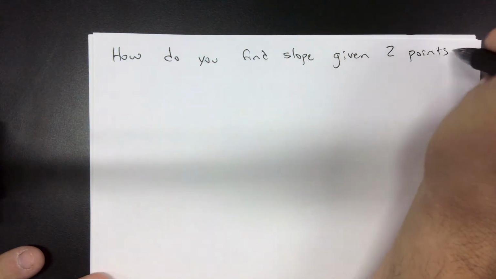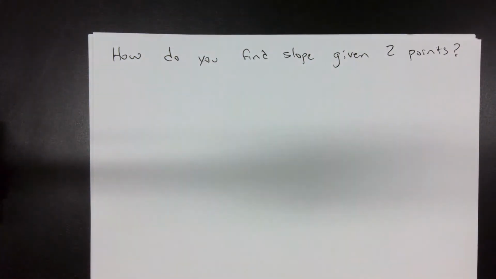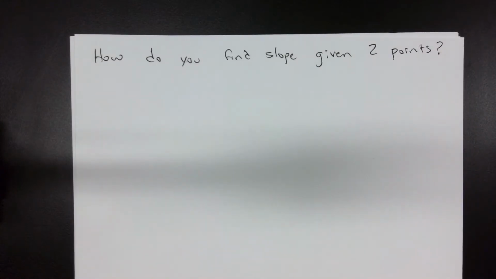How do you find slope given 2 points? That's what I want to title.